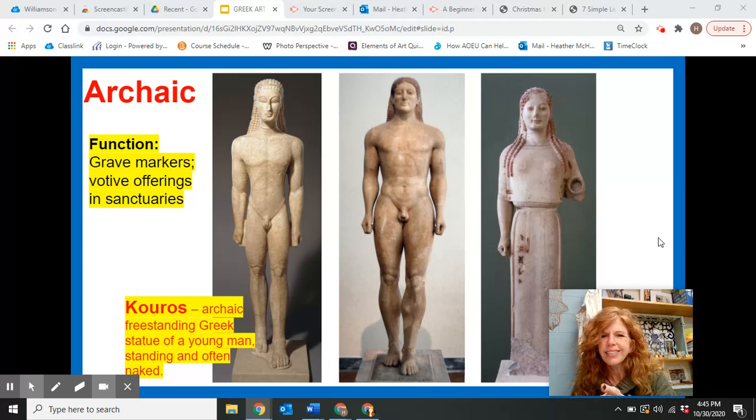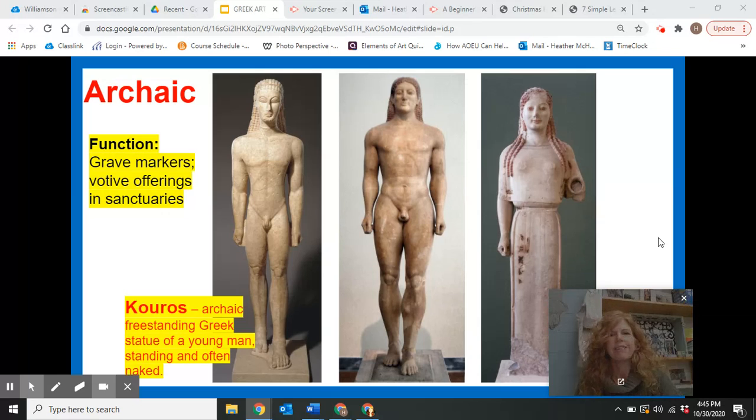They're still connected to the block or a base, but they're not necessarily carved into that base, only put on a base to support them and help them to be freestanding. So they've been freed from the block, but they're very rigid, right? They're stepping forward. They've got clenched fists at the side of their body. They have these strange archaic smiles. And the only big difference is that they're nude, completely nude. And of course, not necessarily the women, right?